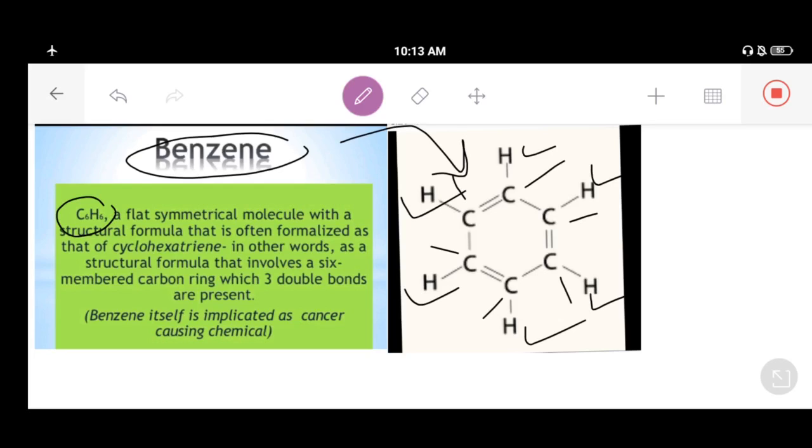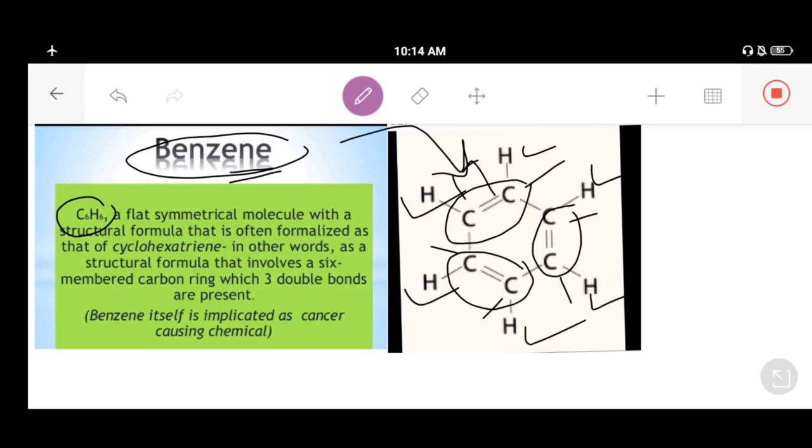Now the question arises, my dear students, somebody will ask why benzene has been categorized as an unsaturated cyclic hydrocarbon. The only reason is that benzene contains alternate carbon-carbon double bonds. This is a carbon-carbon double bond, this is a carbon-carbon double bond, this is a carbon-carbon double bond. I told you in the last video lecture that "ene" is the suffix used for a carbon-carbon double bond. That's why this is called benzene.